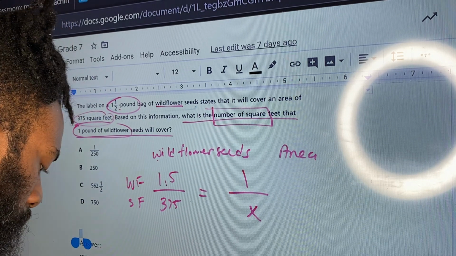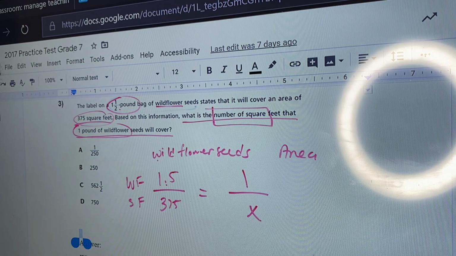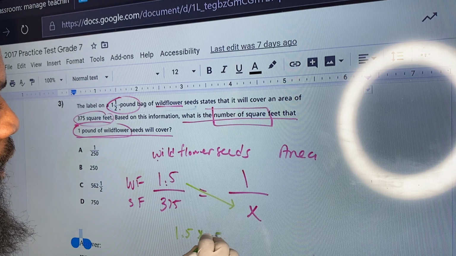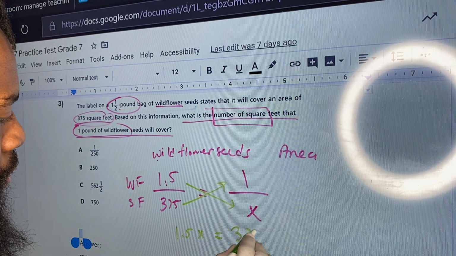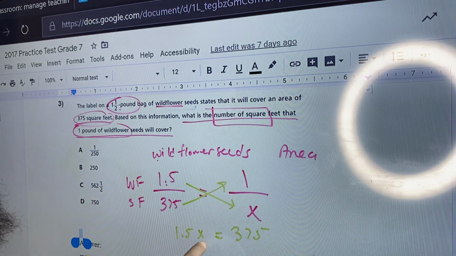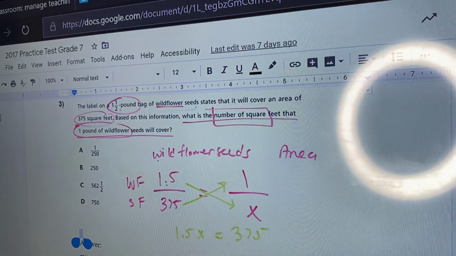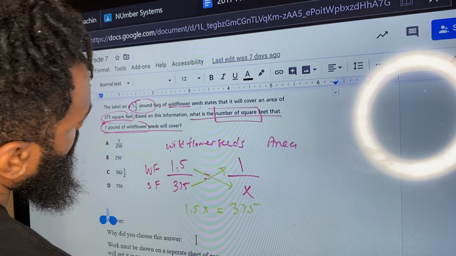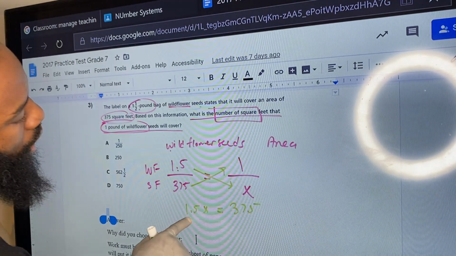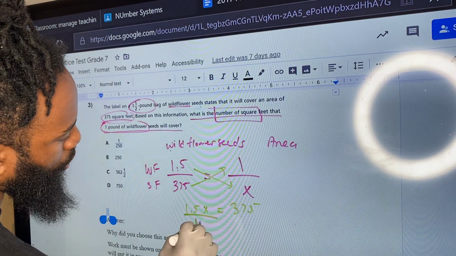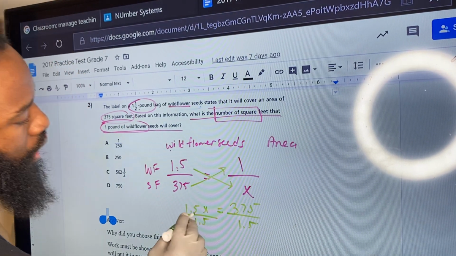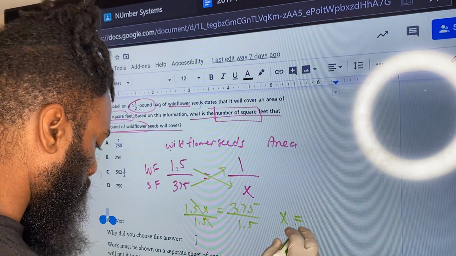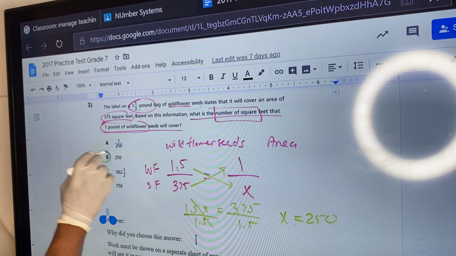And then what you do next is cross multiply. So 1.5 times X is 1.5X equals 375 times 1. Now 1.5X is multiplication. So to eliminate this 1.5, you do the inverse, which is division. 1.5, 1.5. This eliminates. 375 divided by 1.5, and X will give you 250, and it'll be our answer.